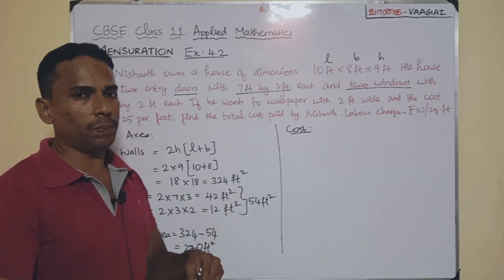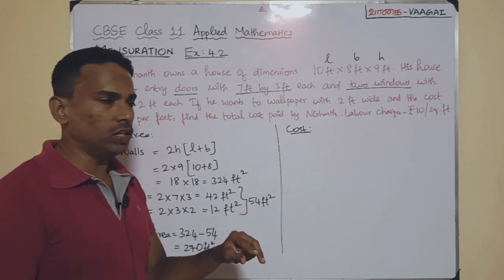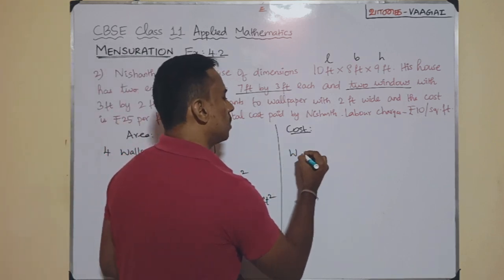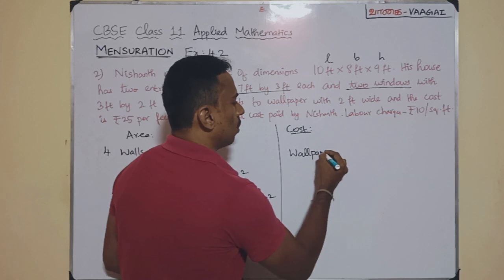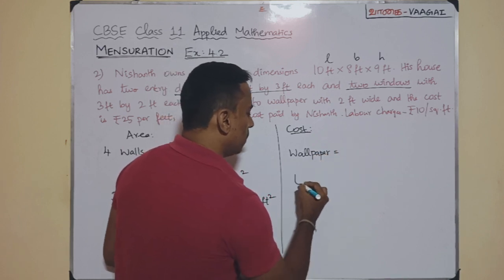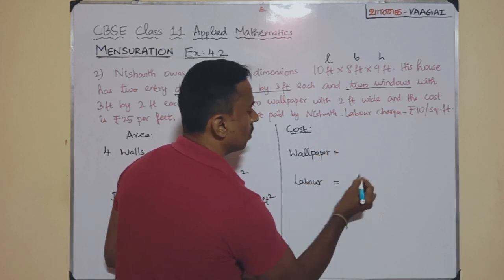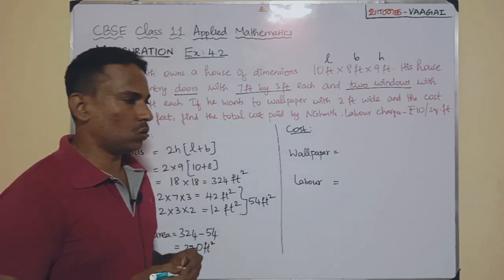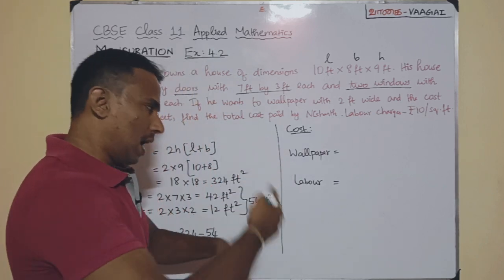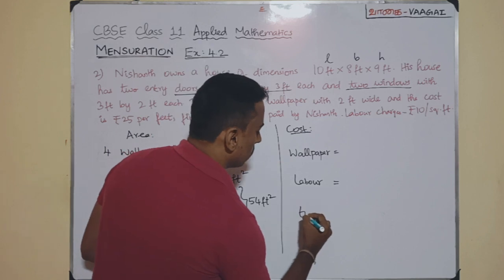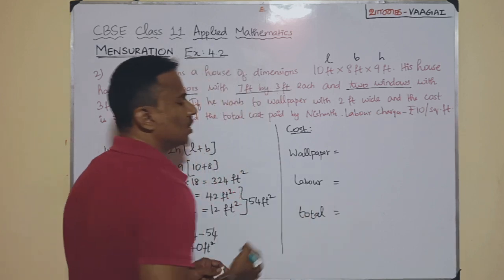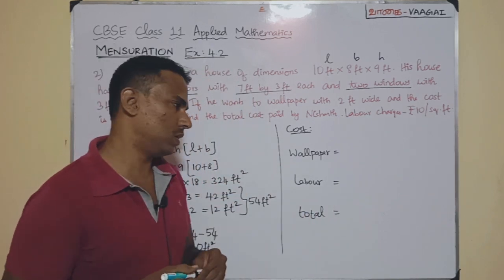And again, in the wallpaper area, we have 2 different costs. One is for the wallpaper's cost, the paper's cost, and the other one is for the labor's cost. So 2 costs we need to calculate, and the total will be the final answer. So we will work this also step by step carefully.